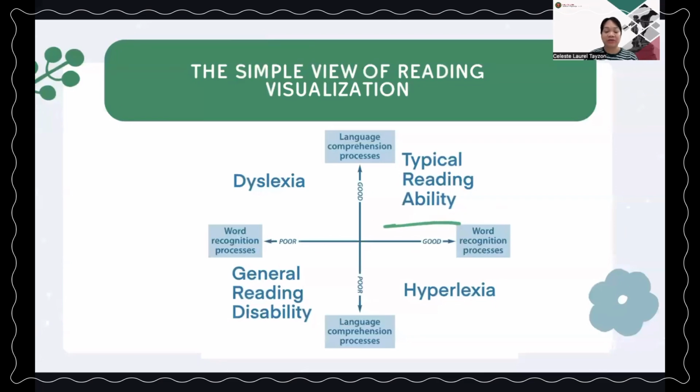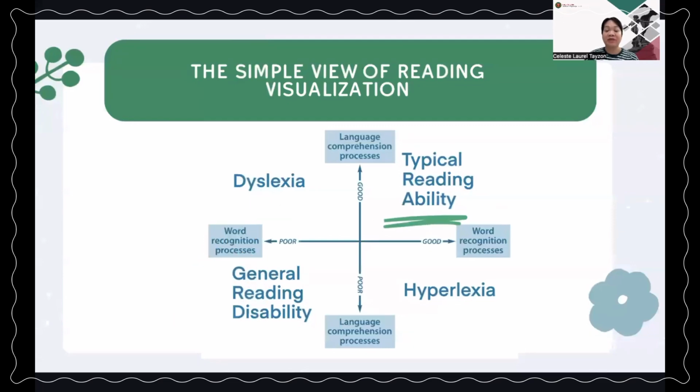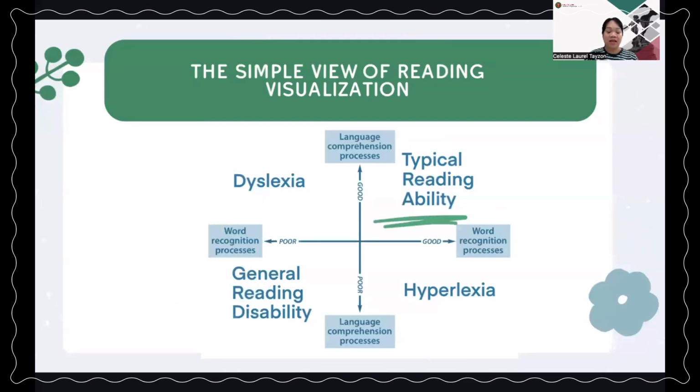Now, what are their characteristics? They are accurate and fluent readers. They can comprehend meaning of texts. They have strong sight word knowledge. They have high strategic reading and automatic word reading level. They have good background knowledge. And they have language skills, which may include vocabulary, grammar, syntax, and inferencing. So these kids fall under the typical reading ability.